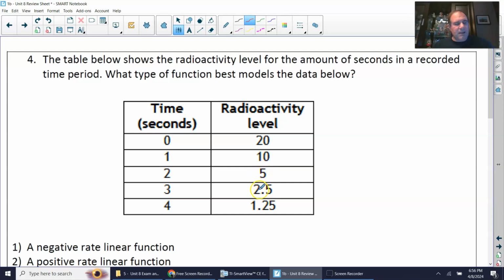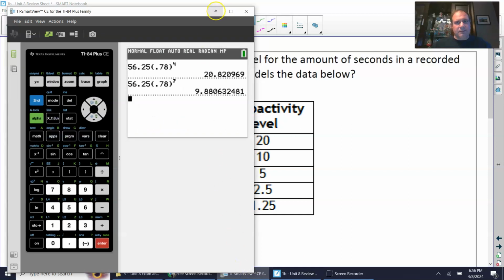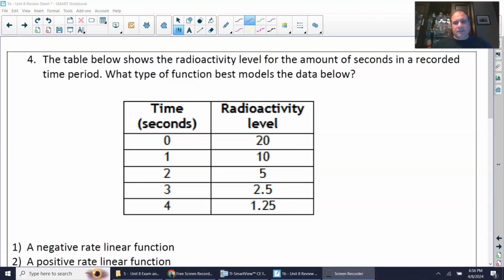Alrighty, so here we go. We have number 4 here with the amount of seconds. Let's see what is going on here. Okay. This table shows the radioactivity level, amount of seconds recorded in the time period. What type of function best models the data below?